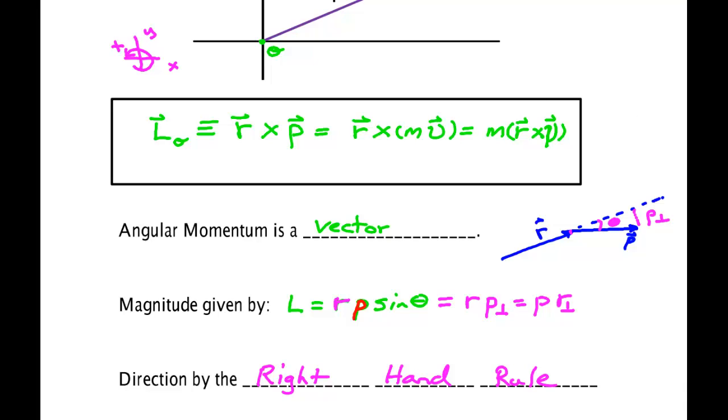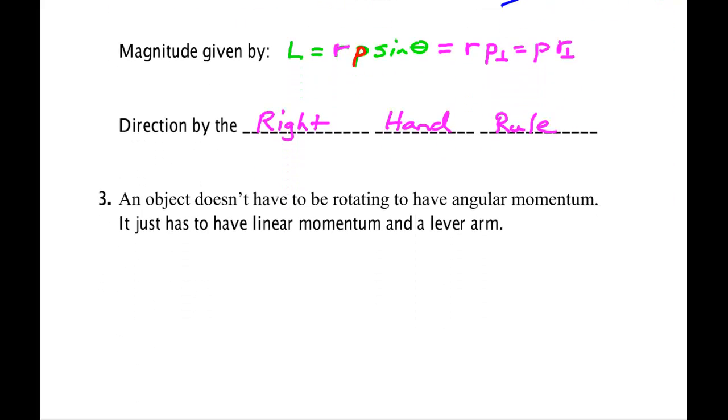Now, a key point. A lot of times people think that you have to be rotating to have angular momentum, and it's true that wheels that rotate have angular momentum, but an object doesn't have to be rotating.